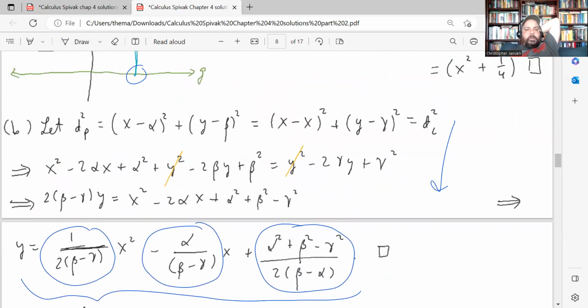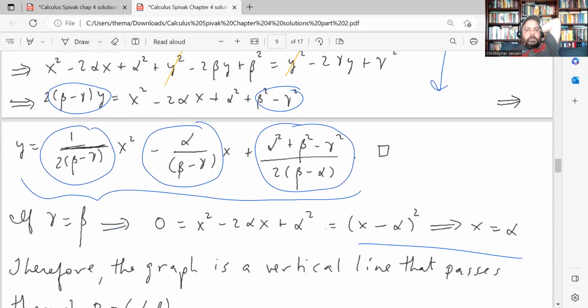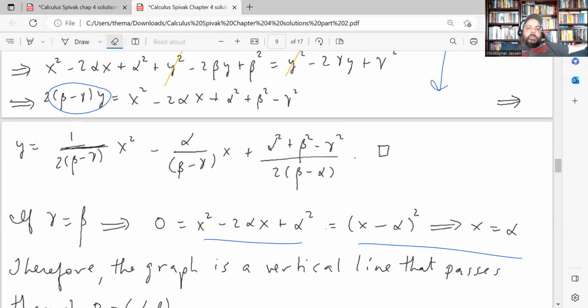So just so you can see where that comes from: if gamma is equal to beta, this side becomes 0. This sum is 0. So you end up with this equation, and this is a perfect square trinomial. It factors into x minus alpha squared. If you set that equal to 0, you get that x is alpha, which is the equation of a vertical line that passes through the point P. And that's the solution if gamma equals beta.